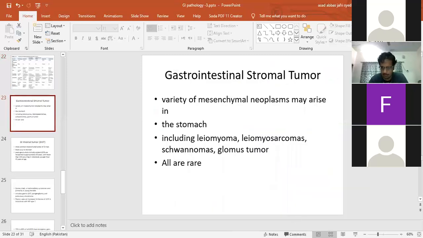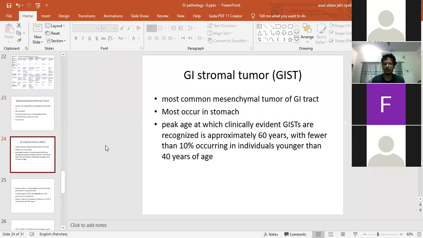Now, another tumor that is unique to the gastrointestinal tract is the gastrointestinal stromal tumor. Although a lot of other soft tissue tumors can also involve the gastrointestinal tract, they are fairly uncommon. The most common is the gastrointestinal stromal tumor, or as we commonly call it, GIST. It is the most common mesenchymal tumor of the gastrointestinal tract, and most occur in the stomach. Peak age at which clinically evident GIST are recognized is approximately 60 years, with fewer than 10% occurring in individuals younger than 40 years of age.